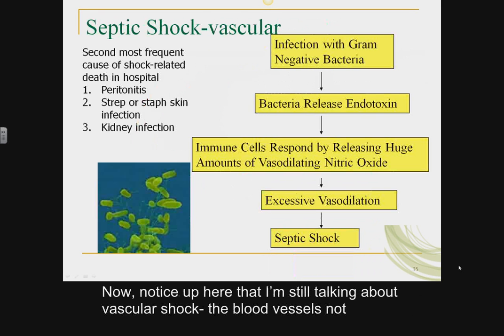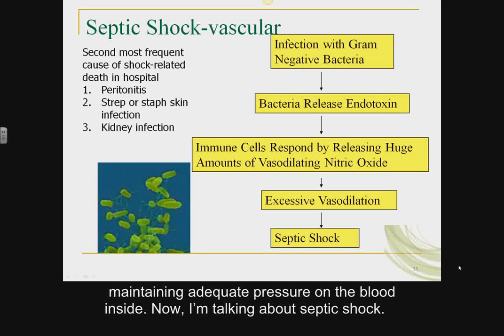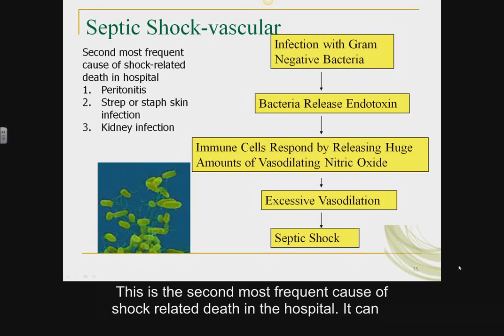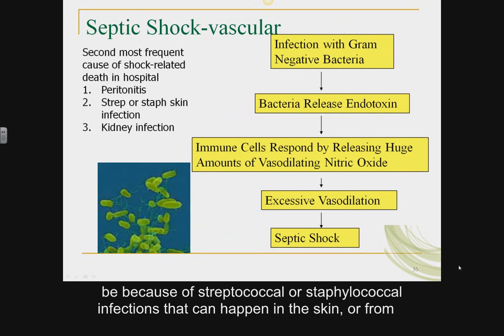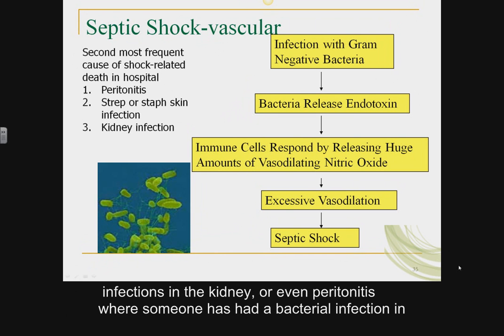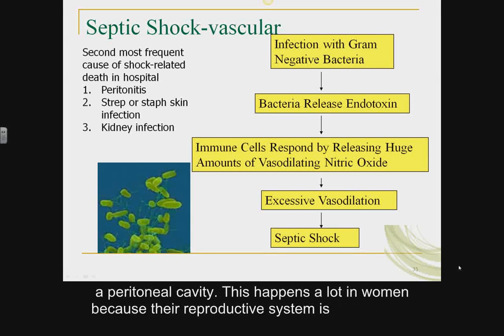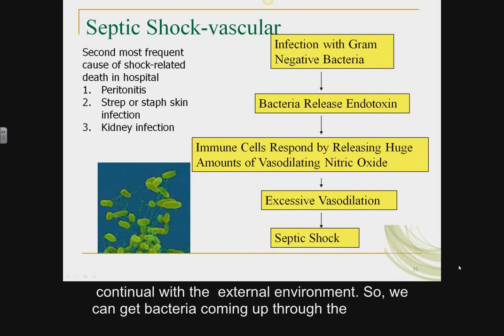Now, notice up here I am still talking about vascular shock, the blood vessels not maintaining adequate pressure on the blood inside. I am talking now about septic shock. This is the second most frequent cause of shock-related death in the hospital. It can be because of streptococcal or staphylococcal infections that can happen in the skin, or from infections in the kidney, or even peritonitis, where someone has had a bacterial infection in the peritoneal cavity. This happens a lot in women because their reproductive system is continual with the external environment.